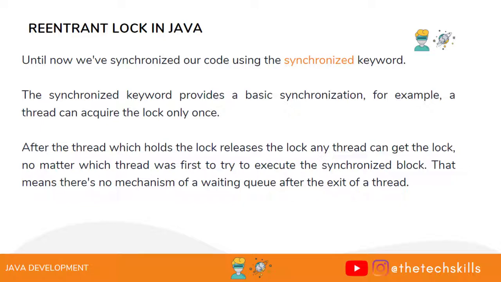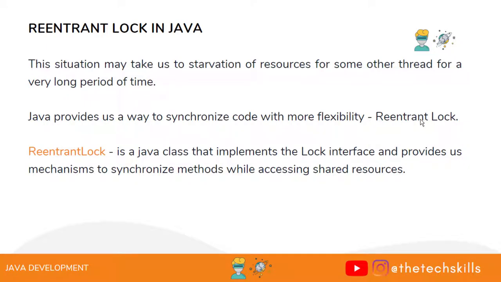After the lock has been granted to another thread, it is going to just release and any thread can get the access. That means there is no mechanism of a waiting queue after the exit of a thread. This situation may take us to starvation of resources for some other threads for a very long period of time, because we can have, for example, one thread trying to access the synchronized area, and that thread arrives at 4 p.m. Okay, then another thread arrives at 5 p.m. and gets the access to the same resource.